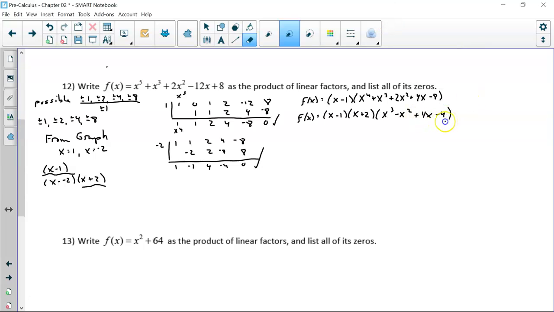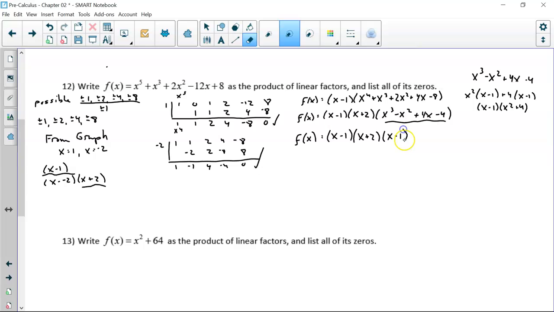I can factor this cubic by grouping. So off to the side here, x cubed minus x squared plus 4x minus 4. I don't have any other zeros. I can't use synthetic anymore. So for the first two terms, I can factor out an x squared. So x squared times x minus 1. Last two terms, I can factor out a 4, so 4 times x minus 1. So it's x minus 1 times x squared plus 4. So I get x minus 1, x plus 2, x minus 1 again, and then x squared plus 4.